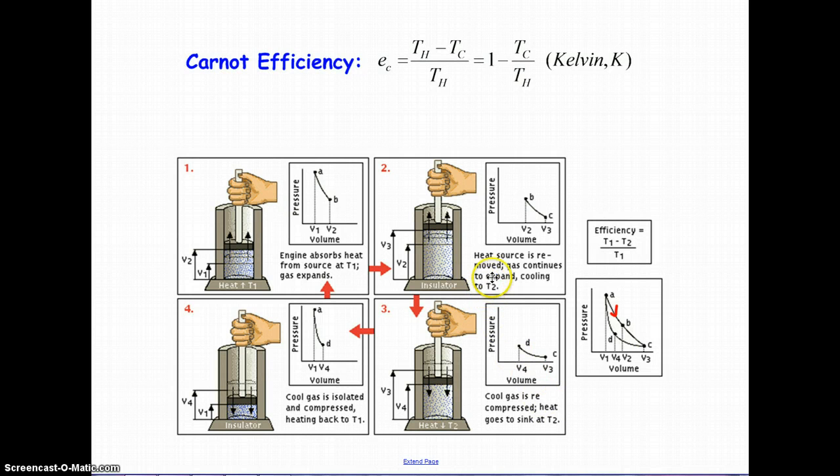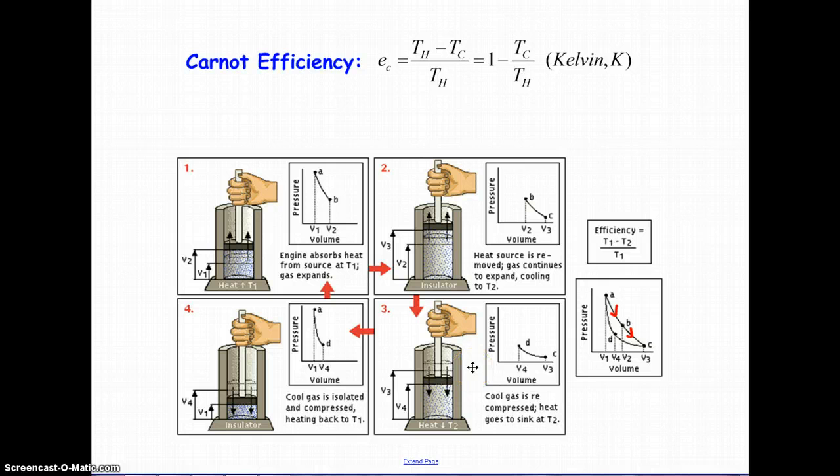Process 2, we have a heat source that is removed. Okay, so you can see that the heat here was being added to that. In your car, this would be your spark plug igniting the fuel mixture, which creates heat. Now the spark plug is off, so the heat source is removed. The gas continues to expand and cools to a temperature T2. As the gas expands, it expands from volume V2 to volume V3. So in process BC, we continue to go down away from B towards point C.